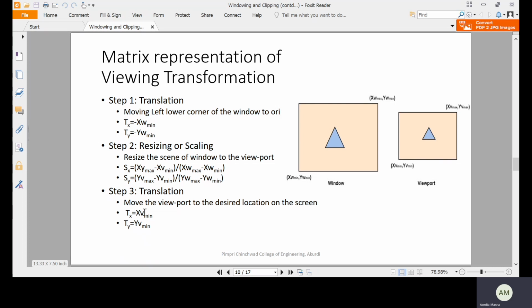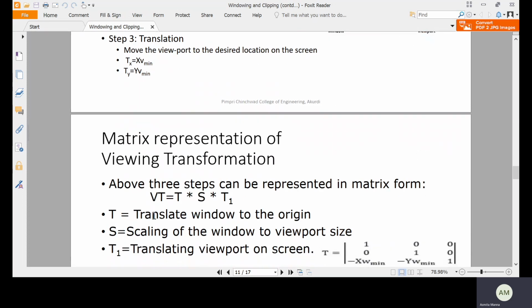So if the bottom left corner of the viewport is xv mean and yv mean, then my tx will be positive xv mean. From the window we have to go towards xv mean and xv max. Ty will be yv mean, right? So xv mean and yv mean are the translation factors in the viewport, or the second translation factor.